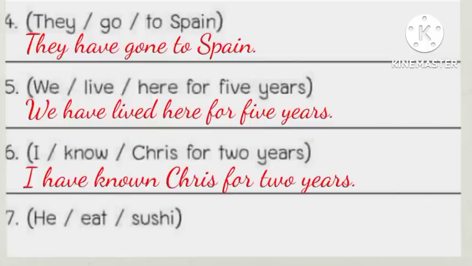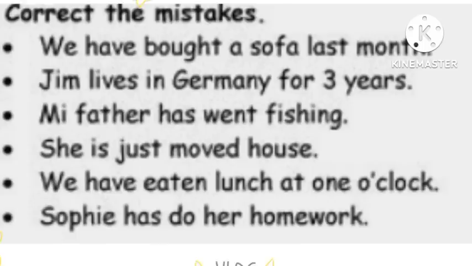And number 6, I have known Chris for 2 years. Have known. So this one is irregular. You change know become known, plus N at the back. Then the last is, he has eaten sushi. It become eaten for verb 3. Okay, let's go on to the next question.